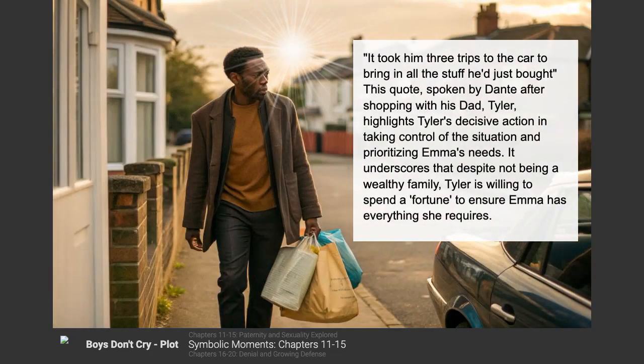"It took him 3 trips to the car to bring in all the stuff he'd just bought." This quote, spoken by Dante after shopping with his dad, Tyler, highlights Tyler's decisive action in taking control of the situation and prioritizing Emma's needs. It underscores that despite not being a wealthy family, Tyler is willing to spend a fortune to ensure Emma has everything she requires.